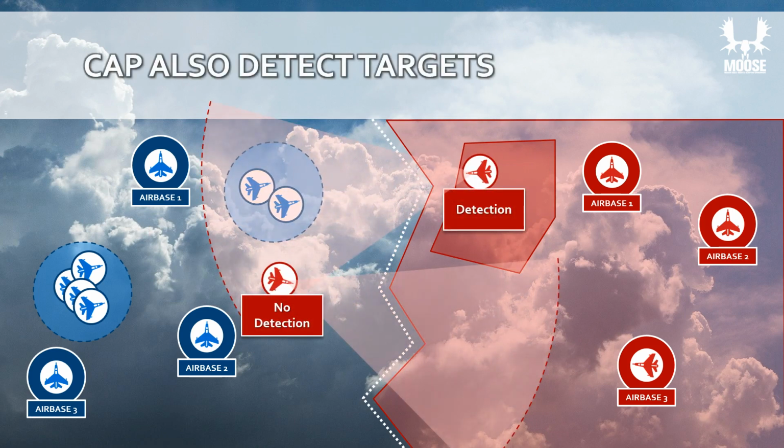Now here's something new that has been added on the GCICAP capability: control air patrols are also detecting targets. So control air patrols, while patrolling their zone, are using their radar detection capabilities to actually detect targets. And in this case they are detecting intruders, and in this case this control air patrol isn't. So in that sense the control air patrols and their radar detections become part of the early warning network.